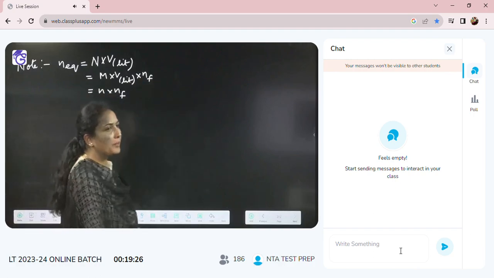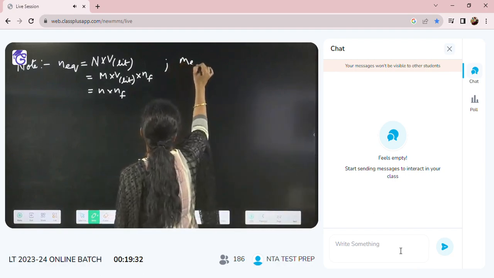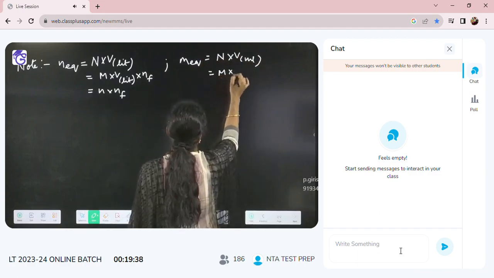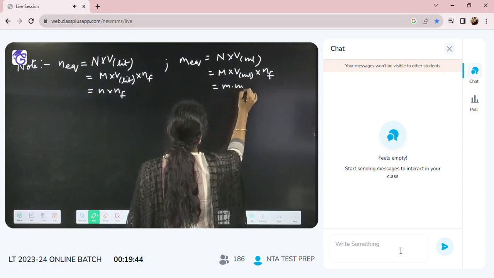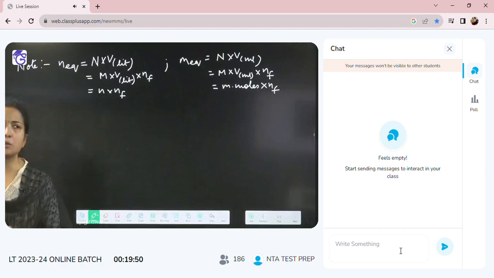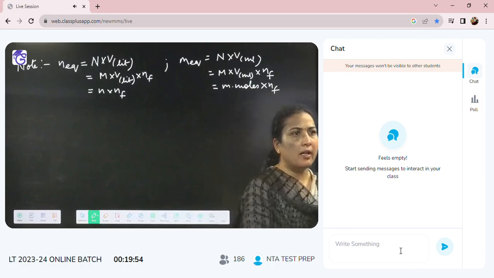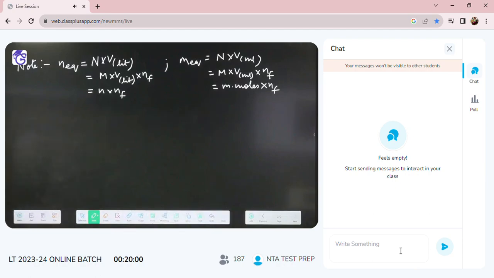Even number of equivalents is weight upon equivalent weight, but we do not require this formula here, so I'm not writing it. Similarly, milliequivalents is equal to normality into volume in ml, or molarity into volume in ml into n factor, or millimoles into n factor. Here we are going to deal with acid and base. The n factor for an acid is how many H plus ions it is able to give from its own molecule, and the n factor for a base is how many OH minus ions it is able to give from its own molecule. So just be careful. You have already studied that in redox.